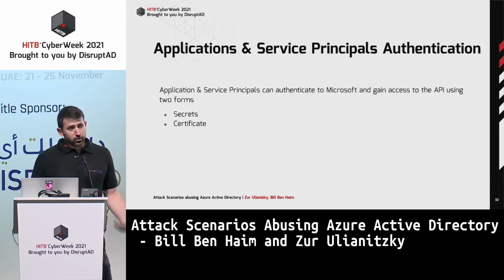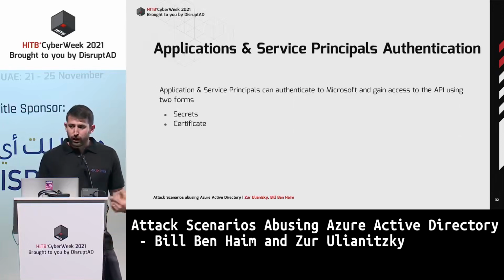Because applications have permissions, they need to gain access to different APIs. In order to authenticate, we have two different types of credentials. We have secrets, which are similar to a password, and we have certificates. Each one of them can be used in order to authenticate to different services provided by Microsoft.